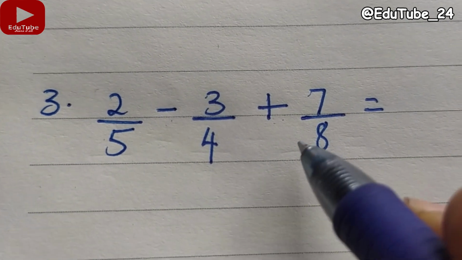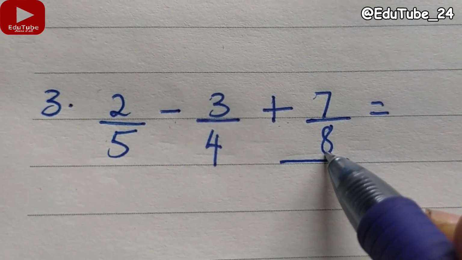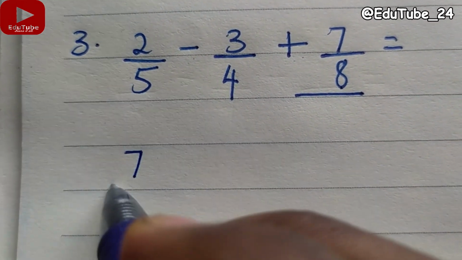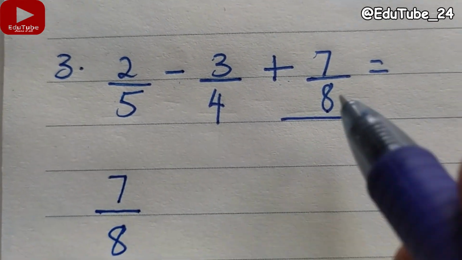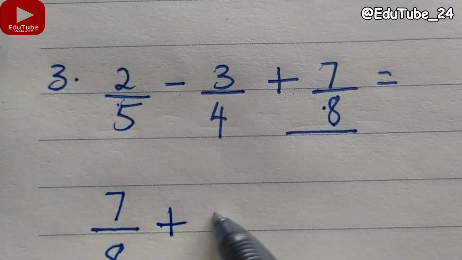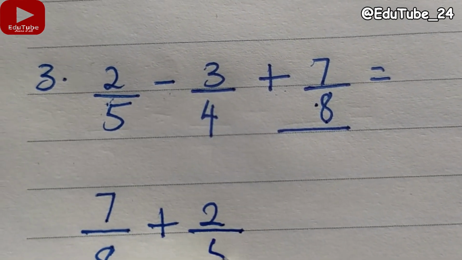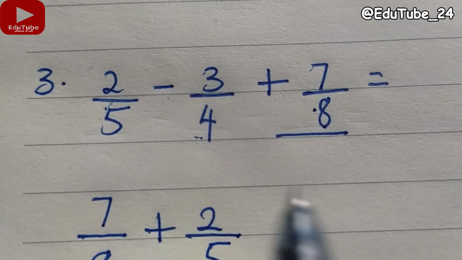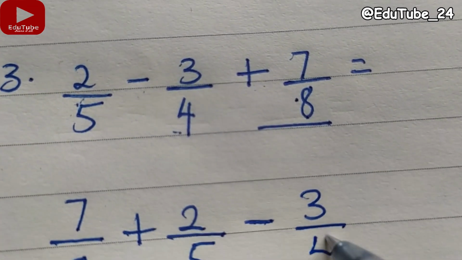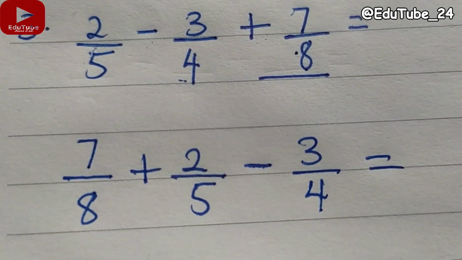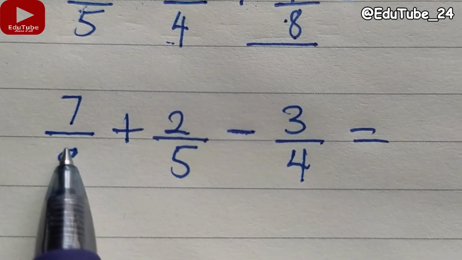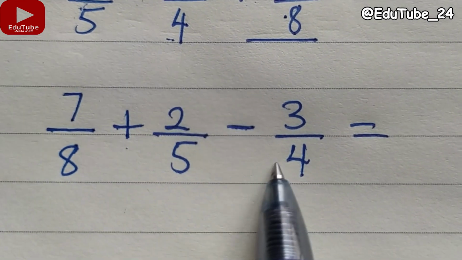Subtraction. So rearranging this number, this is the positive number. Positive number comes before negative. So I will have 7 out of 8. So because this is positive, and then 2 over 5 is also positive. So I will say plus 2 out of 5. Then the negative number will come last. Take away or minus 3 out of 4. So successfully I have arranged this fraction in order of operation. So I have addition coming before subtraction.